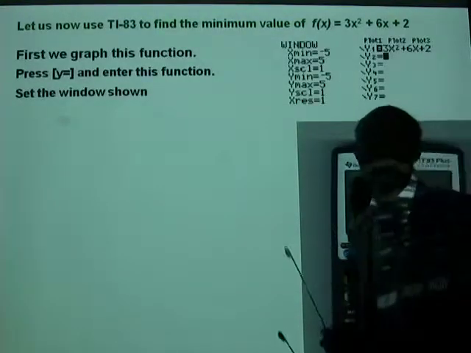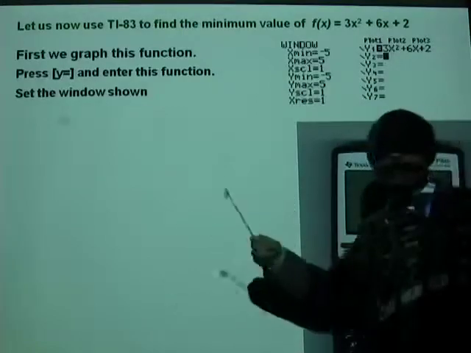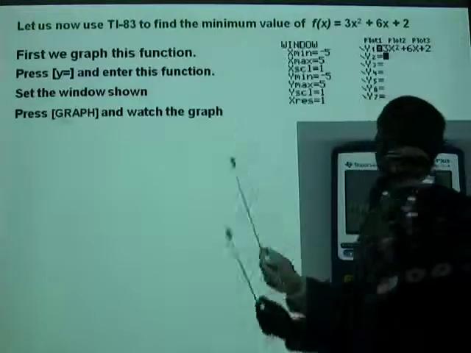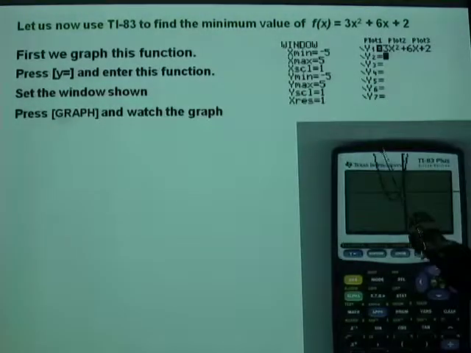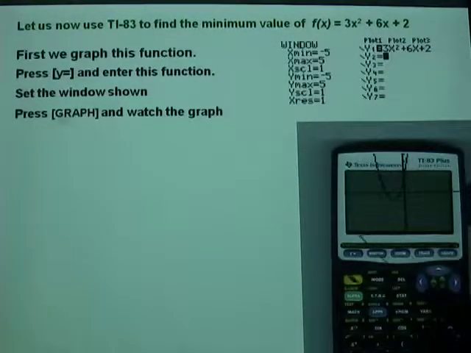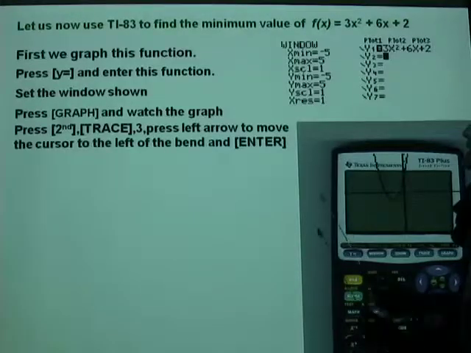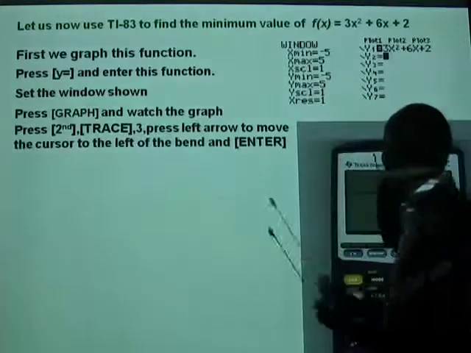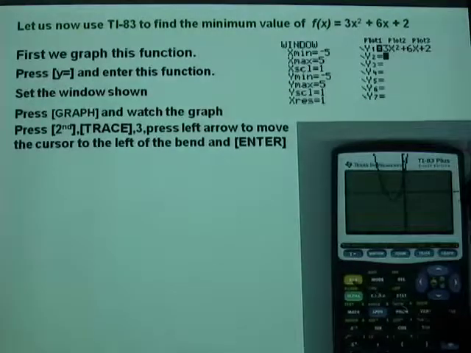Do this on your own now. Don't just sit and watch. Do these things on your own. And then press graph and watch the graph. Now here I have the graph of f of x equal to 3x squared plus 6x plus 2. Alright. Now for second trace 3, you have second trace and then the number 3.